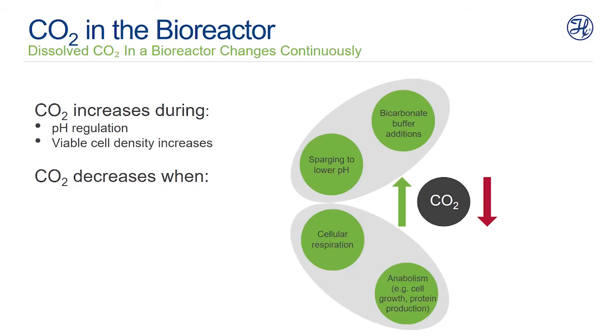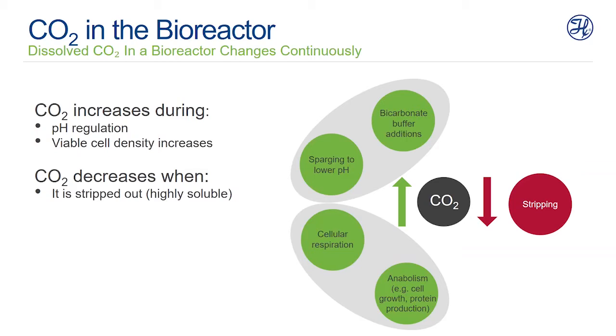Increases in viable cell density also increase CO2 in the bioreactor, both as a byproduct of cellular respiration and other metabolic processes, so protein production, for example. So CO2 will increase significantly throughout any typical bioprocess if it's not counteracted. The primary method for removing CO2 from the bioreactor is through deliberate CO2 stripping, which is done in order to counteract all of these increases. Now, in bicarbonate buffer systems, CO2 is closely intertwined with pH regulation, so you might imagine that tight pH control would naturally result in tight CO2 control.